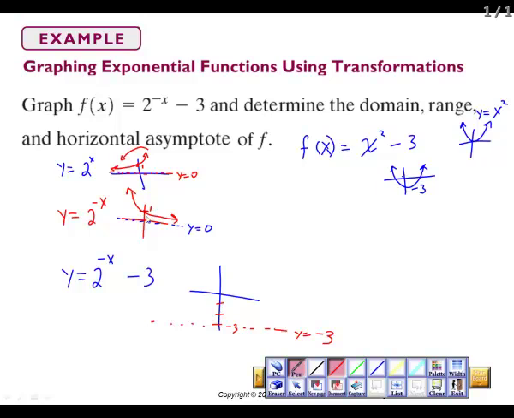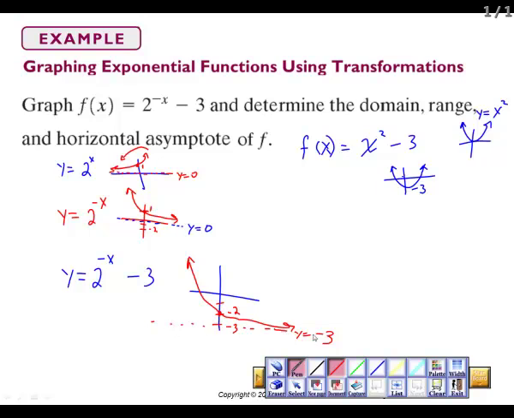And notice that since it's 1 unit, this will intersect the y-axis at negative 2, because this will go 1, 2, 3 units. So that's at negative 2. So this comes down like that, goes through at negative 2, and then it just rides along that horizontal asymptote.